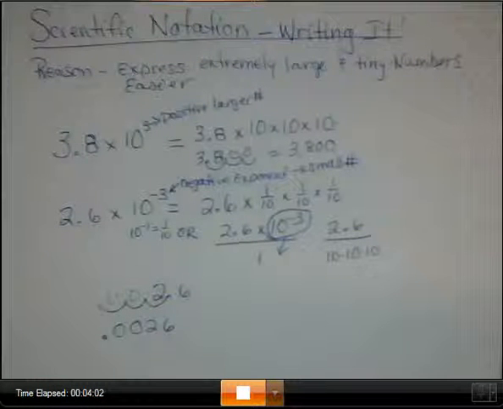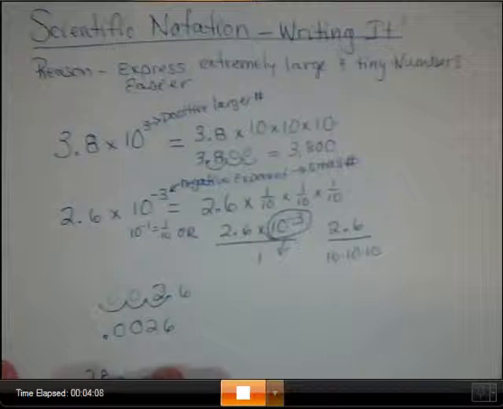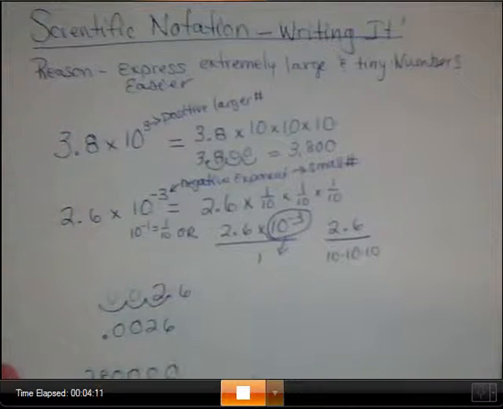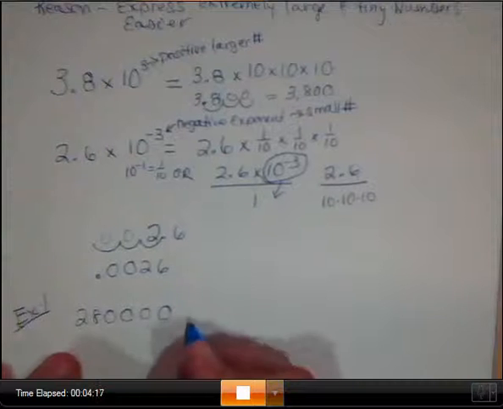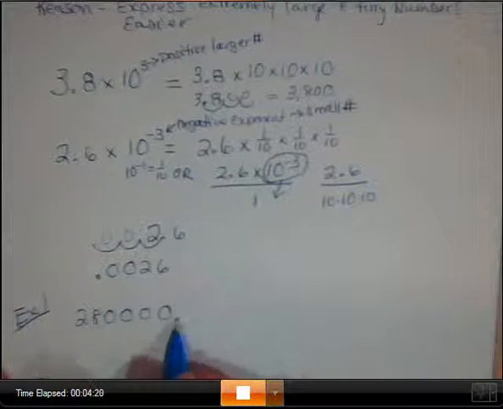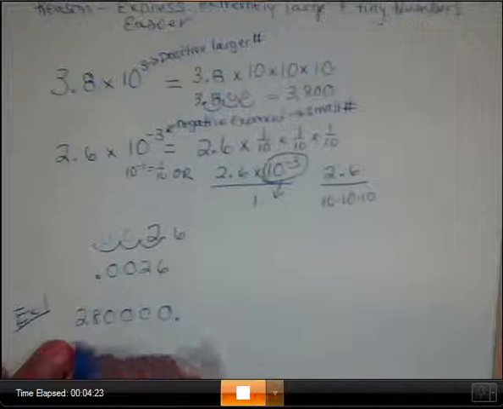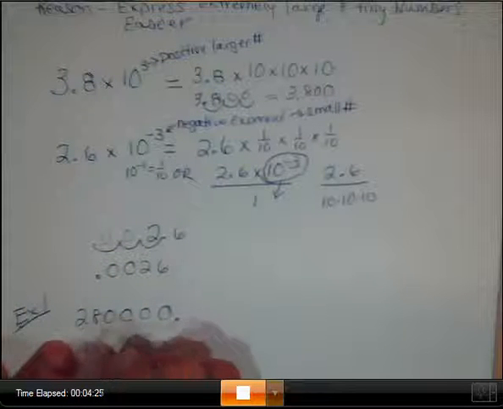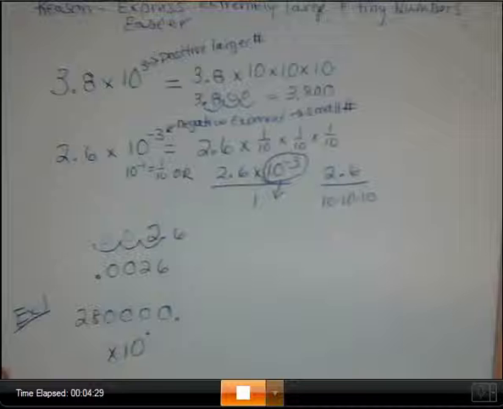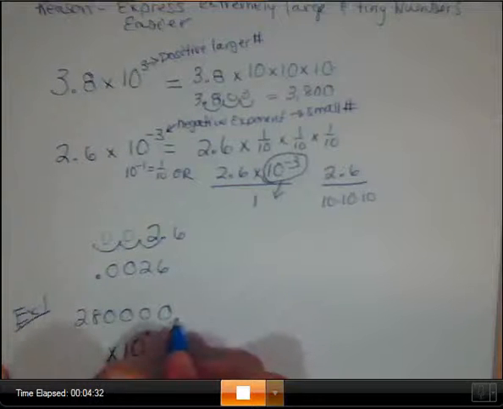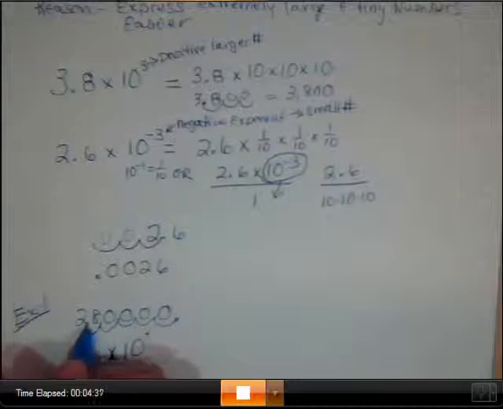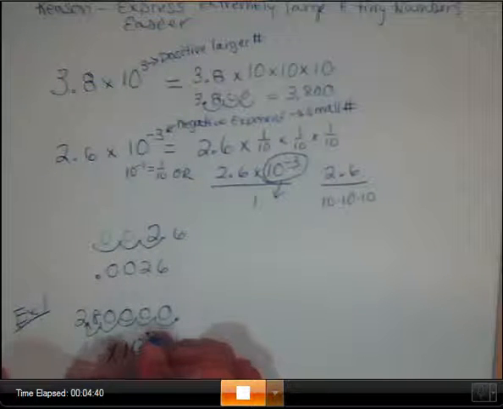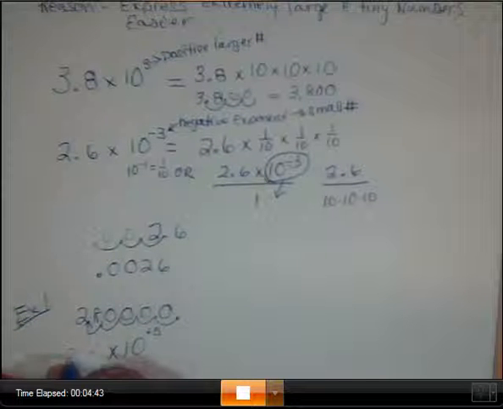So let's take a look at another example. If you were to have, say, 280000, and I wanted to change that to scientific notation, my decimal is found at the end. I need to make this large number smaller. So I already know that it's a large number, so it has to be 10 to some positive power. And so I'm going to count: 1, 2, 3, 4, 5. So it would be times 10 to the positive 5, and this would be 2.8.